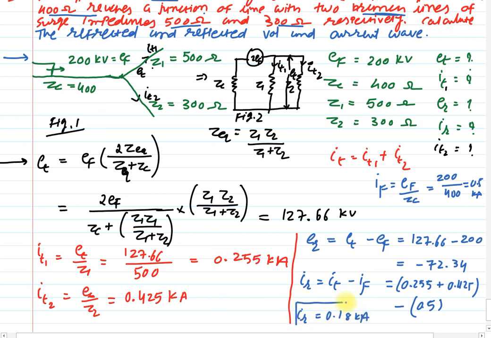Clear? So this is how we have to calculate the example for the reflected and refracted voltage and current wave. Clear? If one more branch is given over here, then we need to add one more branch in this equivalent circuit, and again calculate the Z equivalent and substitute over here. I hope you have understood the calculation of the reflected and refracted voltage and current wave. Clear?